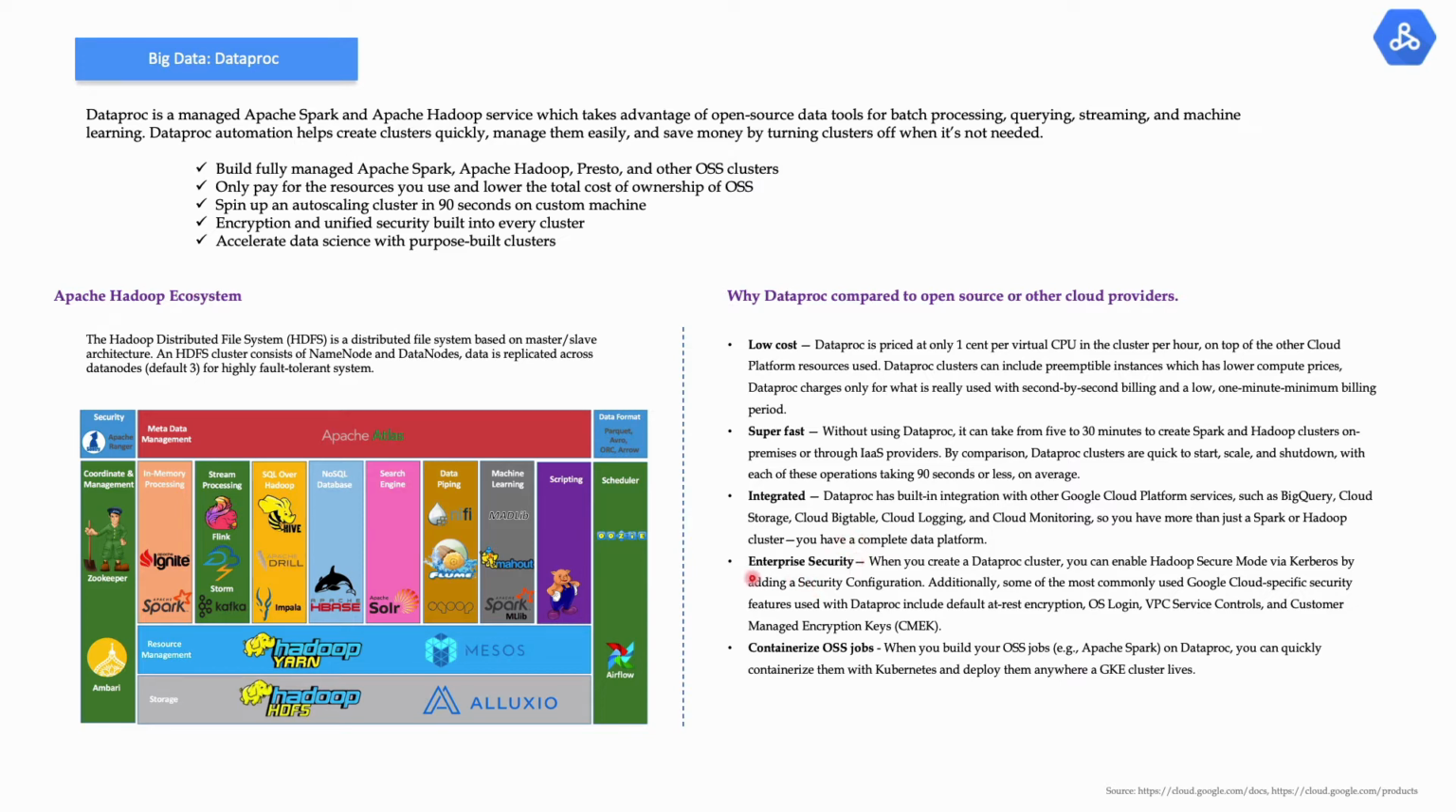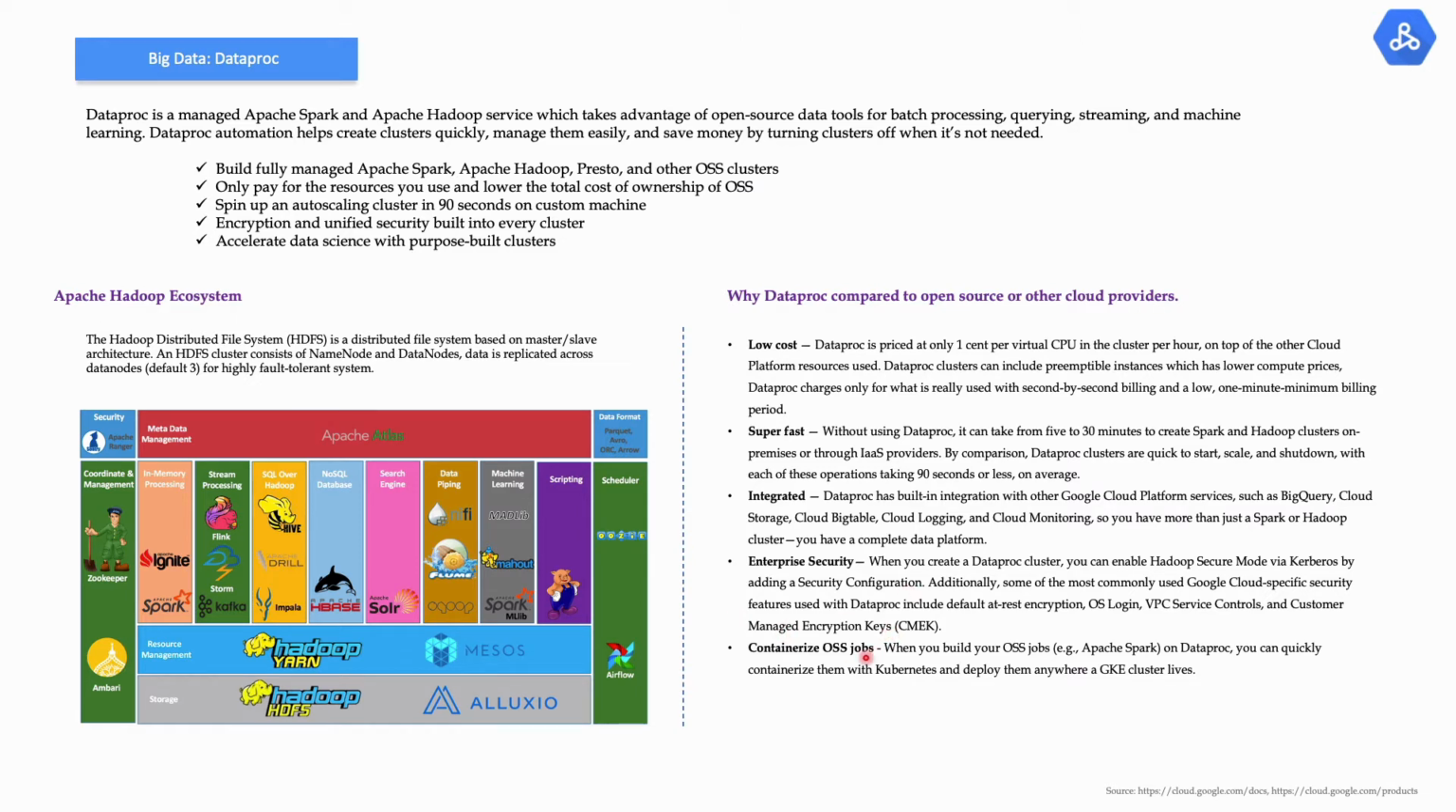Enterprise security, which is very important in terms of integrating with SSO integration or secure mode via Kerberos, by adding a complete, natively integrated security configuration. Some of the most commonly used Google Cloud specific security features used with Dataproc include default at rest encryption, OS login, VPC service controls, and customer managed encryption keys.